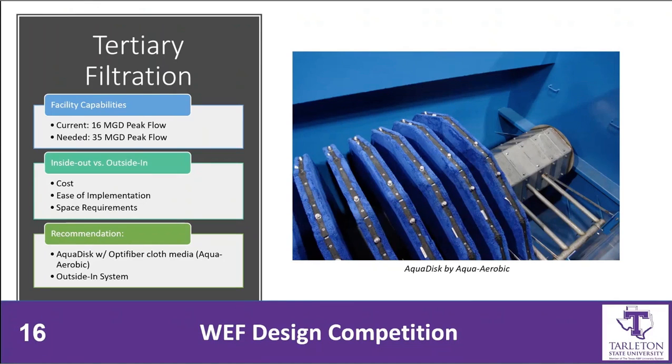For tertiary filtration, we needed to bring the plant from where it is currently at 16 mgd peak flow to 35 mgd peak flow. To do this, we evaluated a couple of alternatives. We looked at both inside-out and outside-in filtration and compared the two based on their respective costs, ease of implementation, and space requirements. Looking at these 3 parameters led us to the recommendation of the Aquadisc with Optifiber cloth media by Aqua Aerobic. This system has an outside-in configuration and will integrate easily within our current system, which is also outside-in.